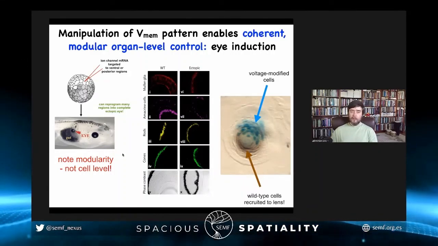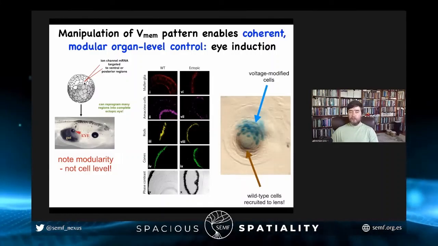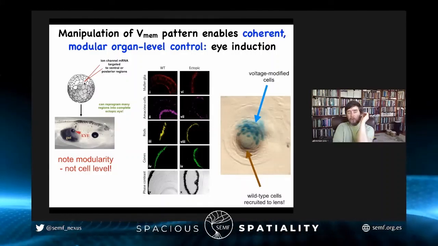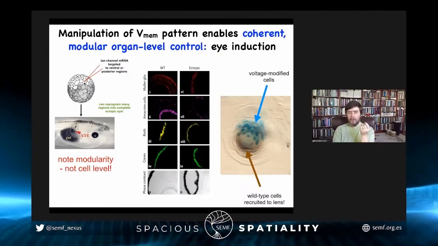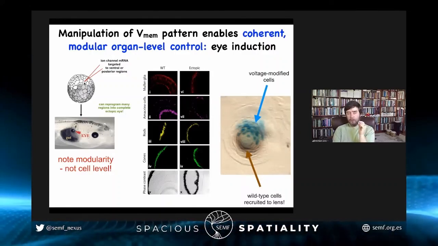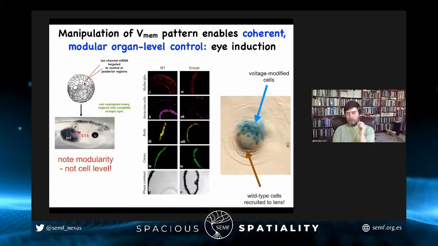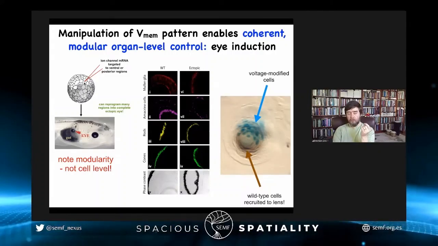One is that this instruction is highly modular. We provided a very small piece of information, just a voltage pattern. We certainly did not give it all the information needed to specify an eye. Eyes have many cell types. They're very complex. We have no idea how to micromanage the creation of an eye. But what we provided was a kind of subroutine call, a signal that says build an eye here, and the cells do. That's the first thing.